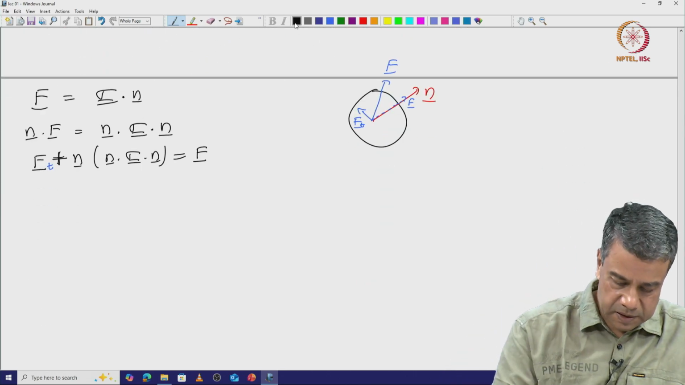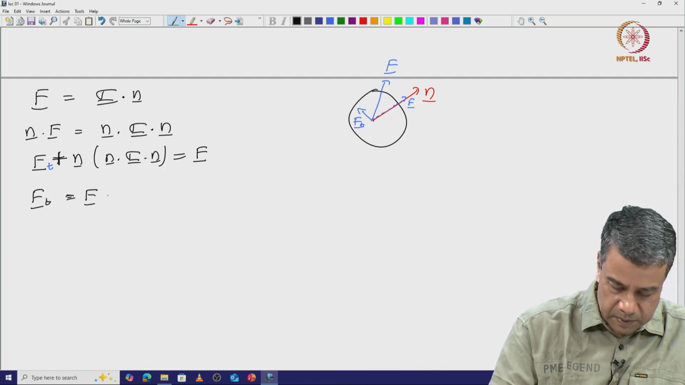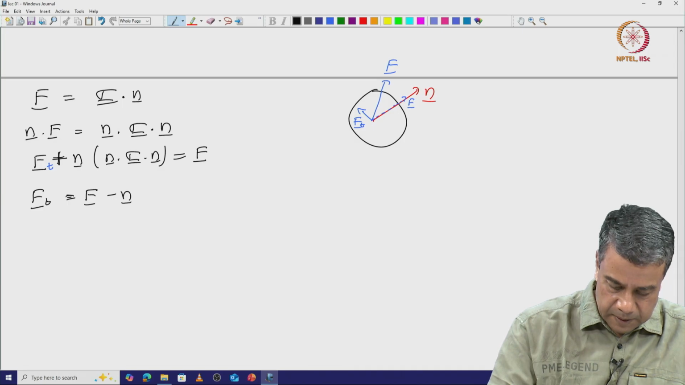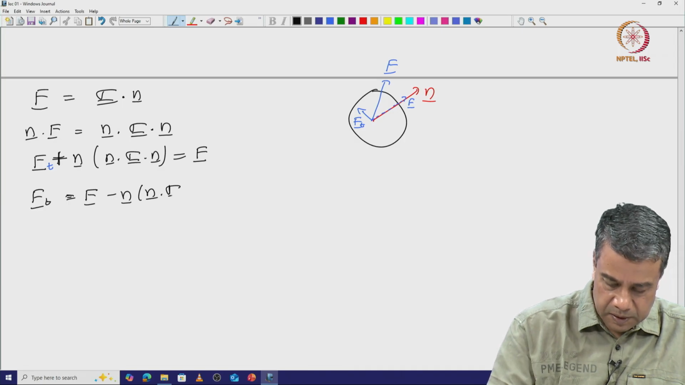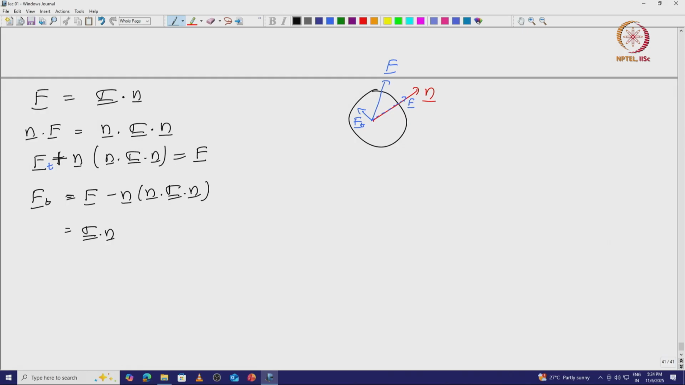Which implies that the tangential component has got to be equal to the total force minus n times n dot sigma dot n, which is basically sigma dot n minus n into n dot sigma dot n, and I have to add the surface area here. This is equal to delta S. So, this whole thing is multiplied by delta S. So, that is how you decompose the force into its tangential and normal components.